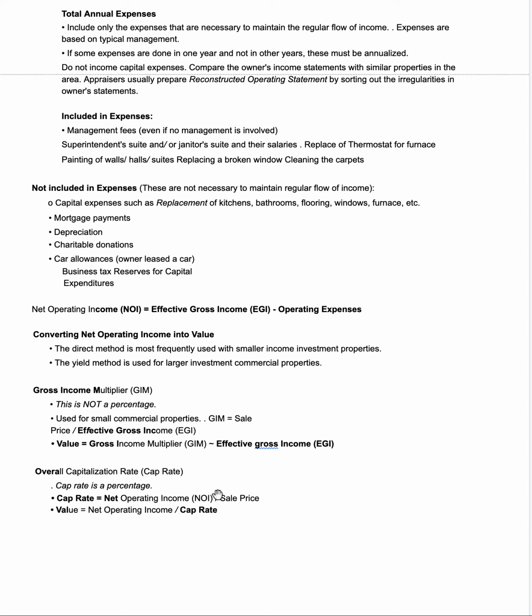Gross income multiplier. The gross income multiplier expresses the relationship between the effective annual gross income and the selling price of the property. It should be stressed that the rate is not expressed as a percentage but as a multiplier. So the gross income multiplier is the sale price divided by the effective gross income. The first step is calculating the gross income multiplier.